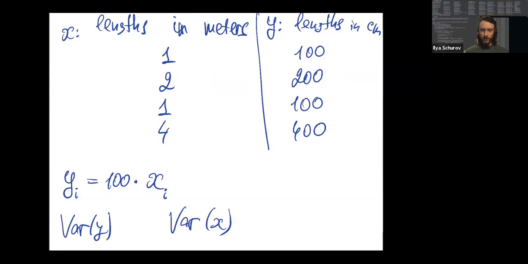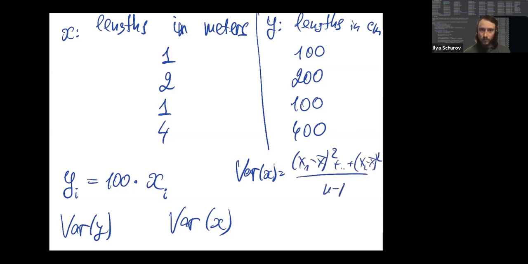So they're basically the same values, but just the units of measure changed. How did variance change? Let me recall that variance is (x1 minus x bar) squared plus and so on, plus (xn minus x bar) squared, over n minus 1.